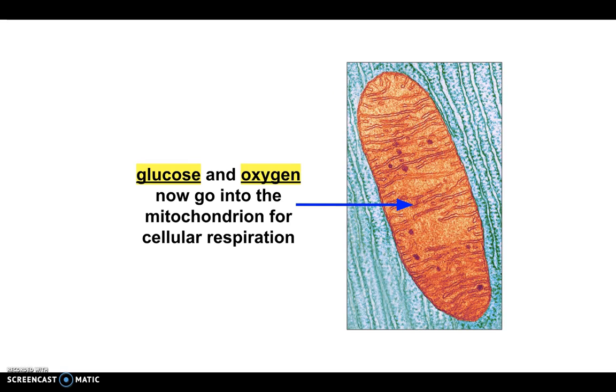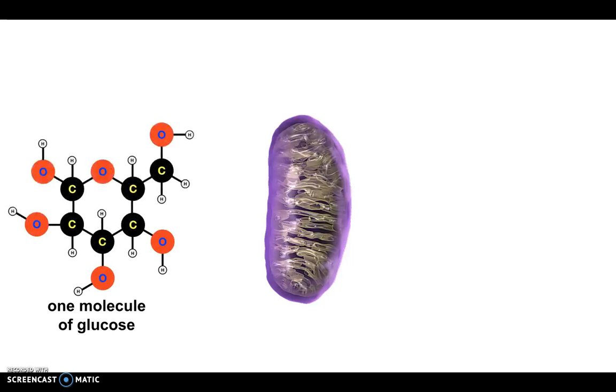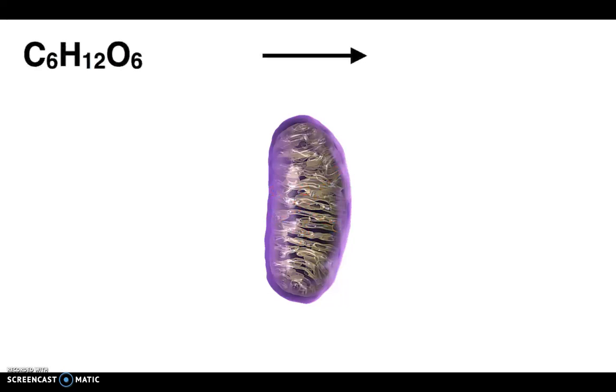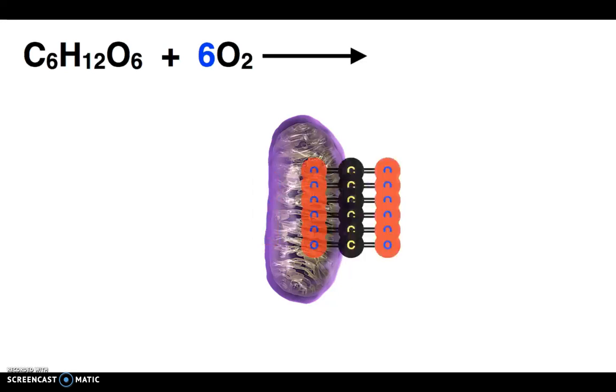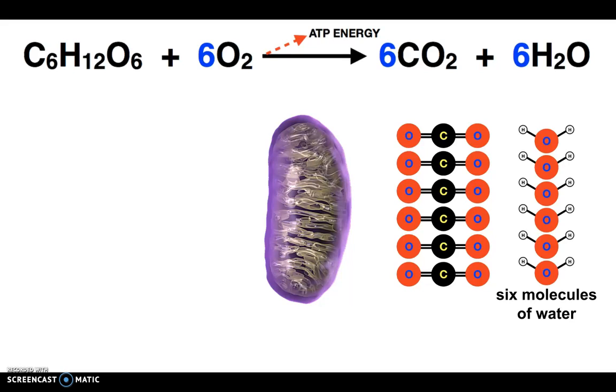The glucose and oxygen need to go somewhere, so they go into the mitochondria, which both animal and plant cells have. Inside the mitochondria, cellular respiration happens. Cellular respiration is when the mitochondria takes the 1 molecule of glucose and the 6 molecules of oxygen and turns them into 6 molecules of carbon dioxide and 6 molecules of water while releasing ATP energy, which is the energy from the sugars.